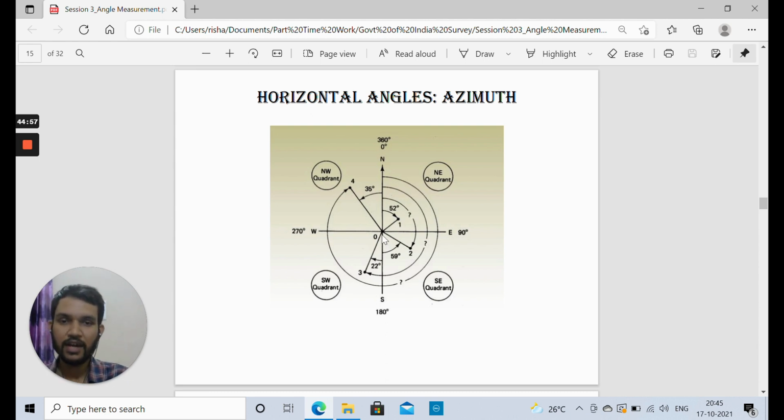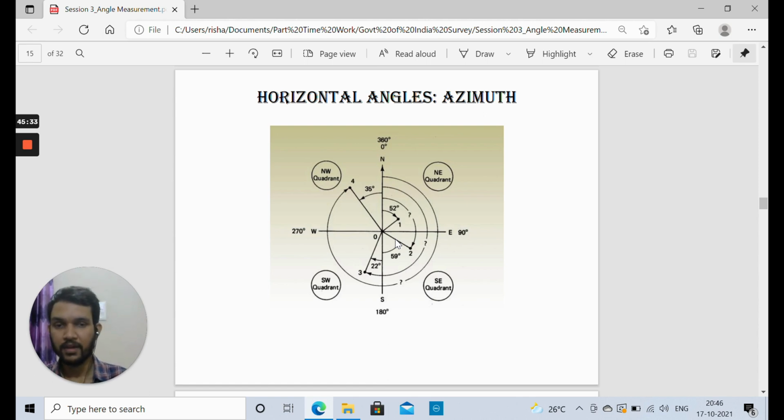But for the line O2, this line is making an angle of 59 degree with reference to the southern axis. If we require its whole circle bearing, it will be this angle. This will be 180 minus 59, because this entire angle should be 180 degree, and since this angle is given as 59 degree, the angle left with reference to the northern axis in the clockwise direction will be 180 minus 59. If you solve it, this comes out equal to 121 degree.